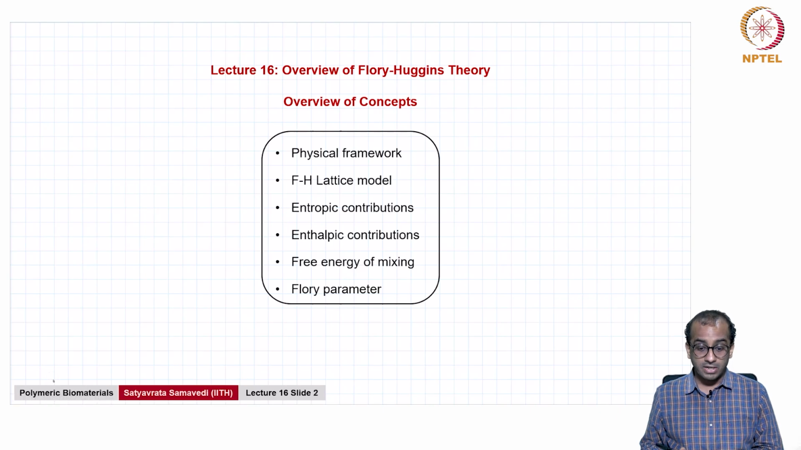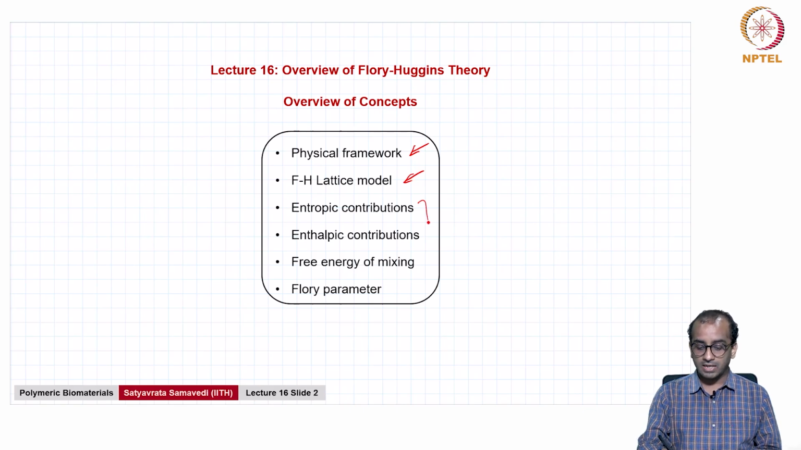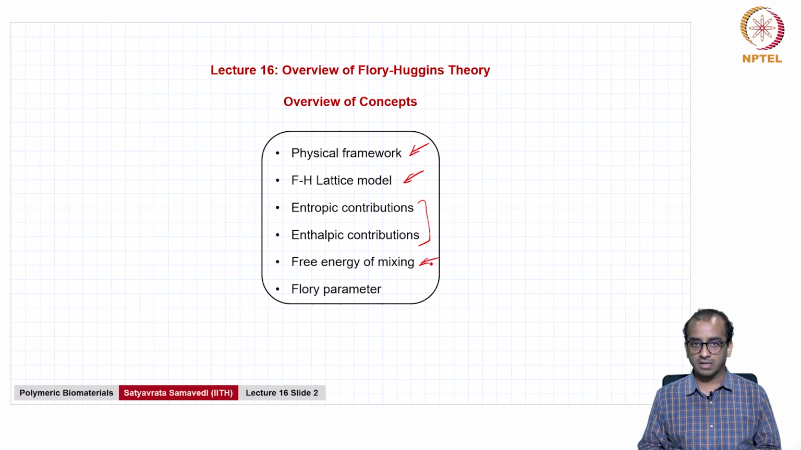Now in this lecture we will firstly be looking at the physical framework of the Flory-Huggins theory, comparing and contrasting it with the ideal solution of small molecules that we saw in lecture 15. Then we will describe the Flory-Huggins lattice model, and as we did before for ideal solutions in lecture 15, we will look at the entropic and enthalpic contributions, and then finally determine the free energy of mixing based on the Flory-Huggins equation. And we will finally look at the Flory parameter as well as a means to understand polymer-solvent interactions.